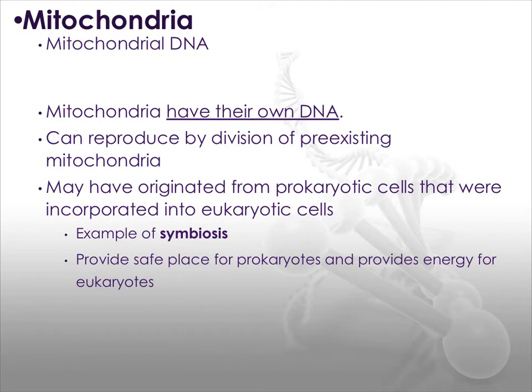Mitochondria actually have their own DNA, which is kind of an interesting side note here, separate from the nucleus. It can be reproduced by division of pre-existing mitochondria. And so the fact that it has its own DNA has some scientists believing that it actually originated from a prokaryotic cell that was incorporated into eukaryotic cells. So you've read about prokaryotic cells so far. Not eukaryotic yet, but the idea being that these simple celled organisms, prokaryotes, somehow became incorporated into eukaryotes early on, an example of symbiosis. This is two organisms using each other to survive. So that's kind of an interesting theory there. This provides a safe place for prokaryotes and provides energy for eukaryotes. So there's a mutually beneficial relationship there. Each has something to gain.